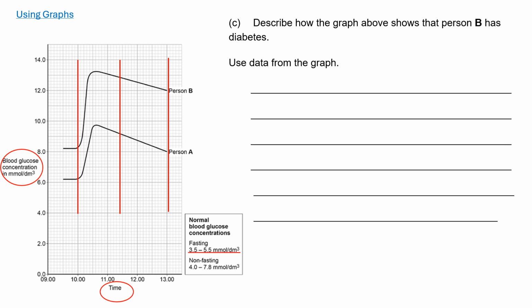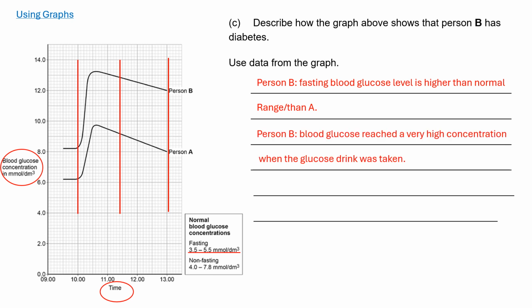In this question, we can see at the beginning of the graph, person B's blood glucose concentration level is higher than person A, and equally it's higher than the fasting range in the key. For the second mark, person B in the middle of the graph, their blood glucose level reached a very high concentration when the glucose drink was given.